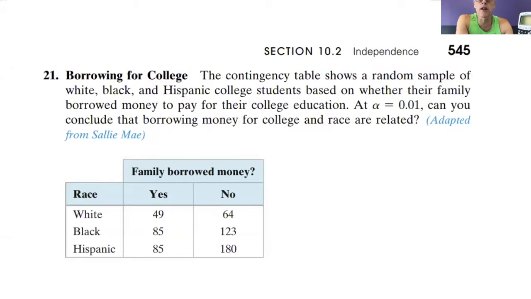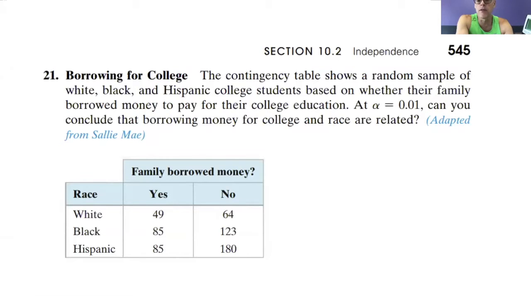Going to go over problem 21, and I'm going to show you how to make it really easy with one of these. If you don't have one of these, we'll also talk about how it can be done without it. It's a contingency table showing the relationship between family origin. I don't really like that word race in this situation, but you know, it is what it is. And whether the family borrowed money for college.